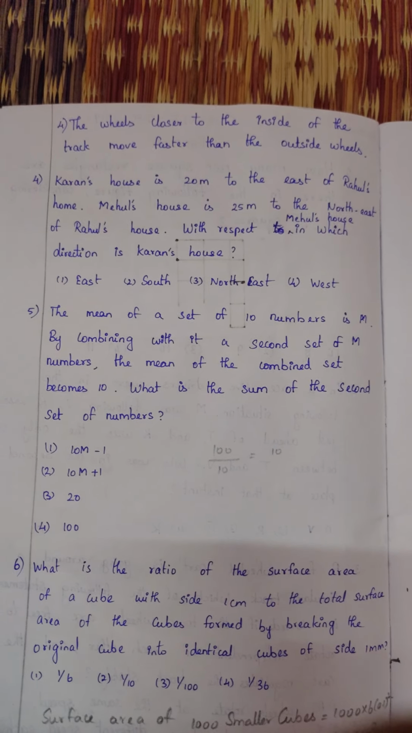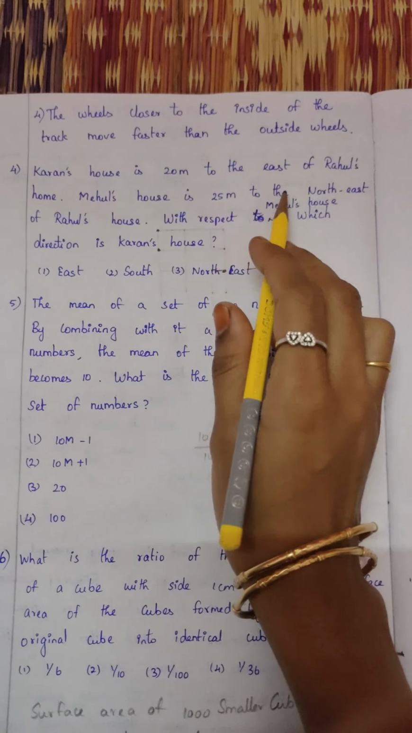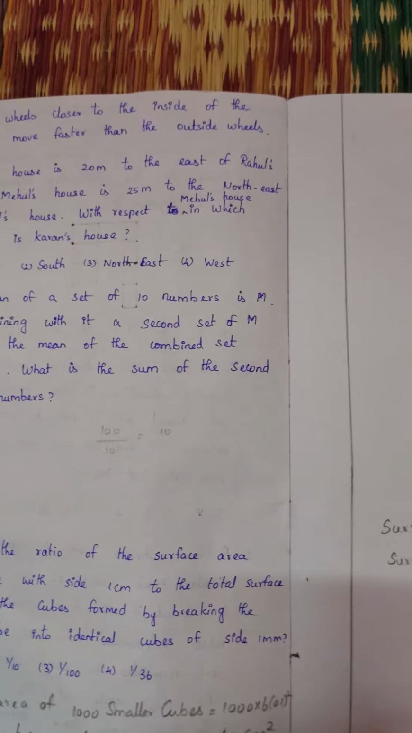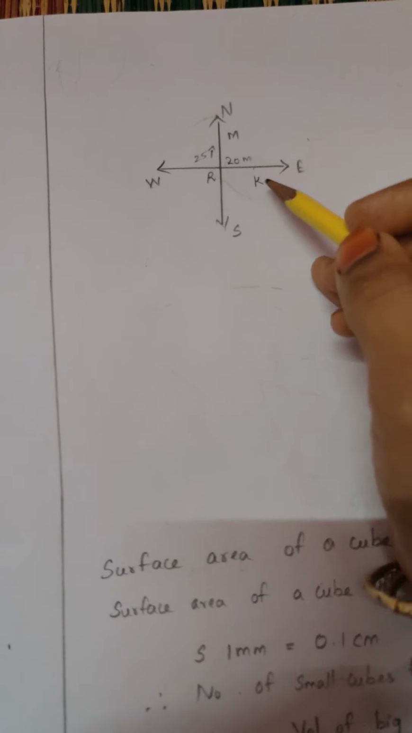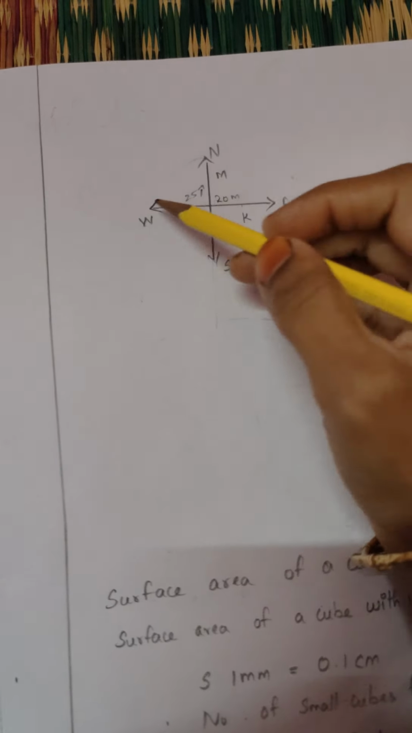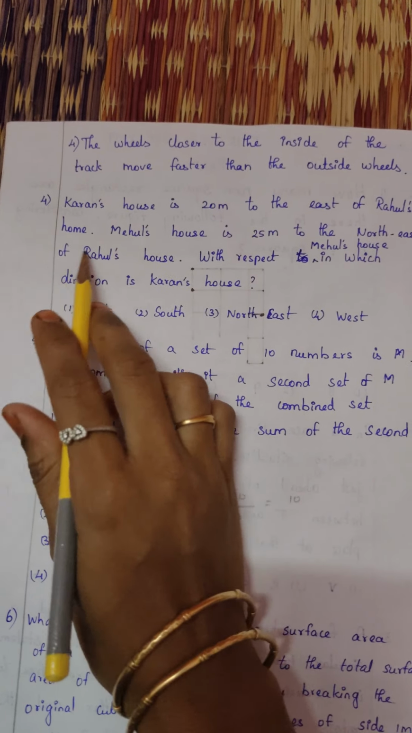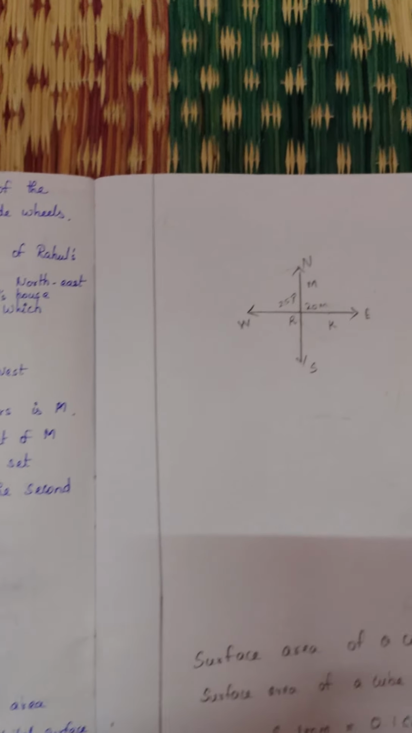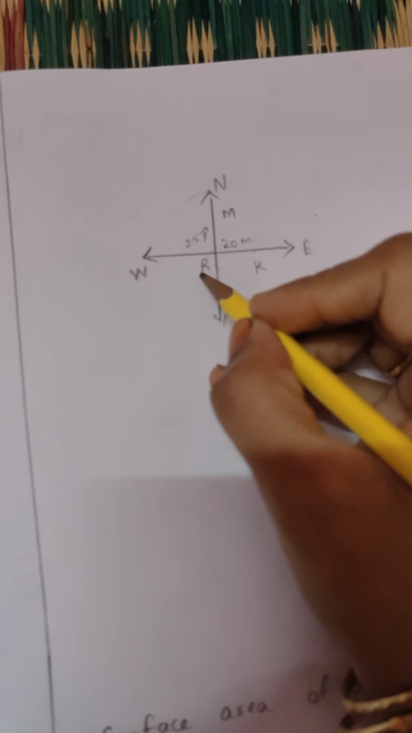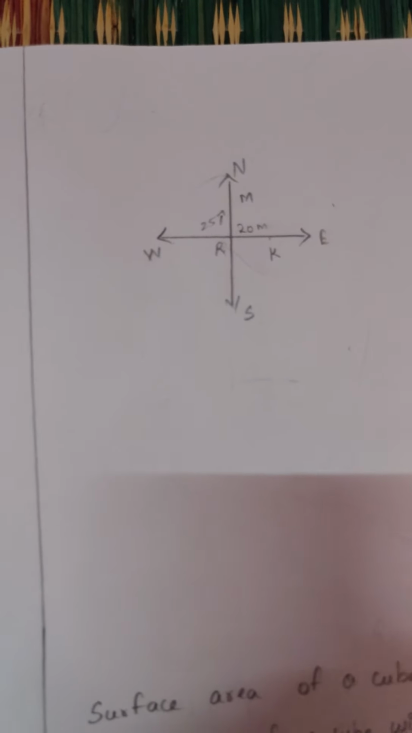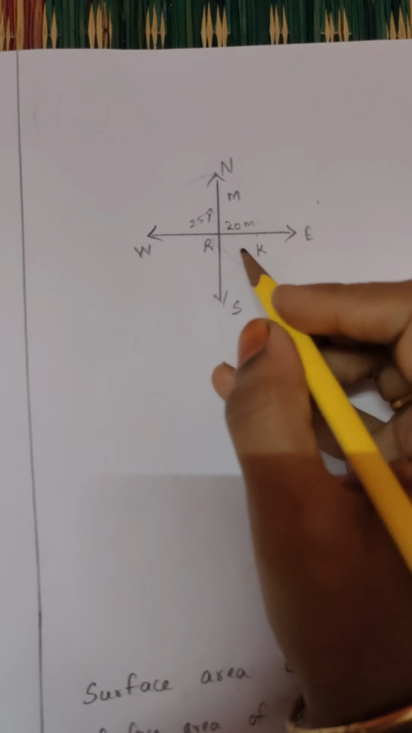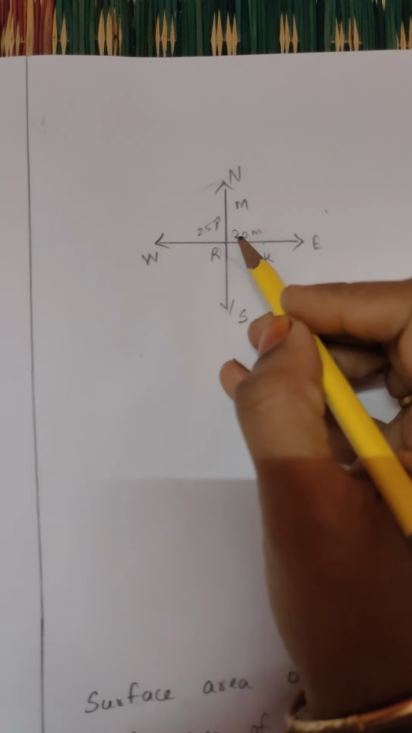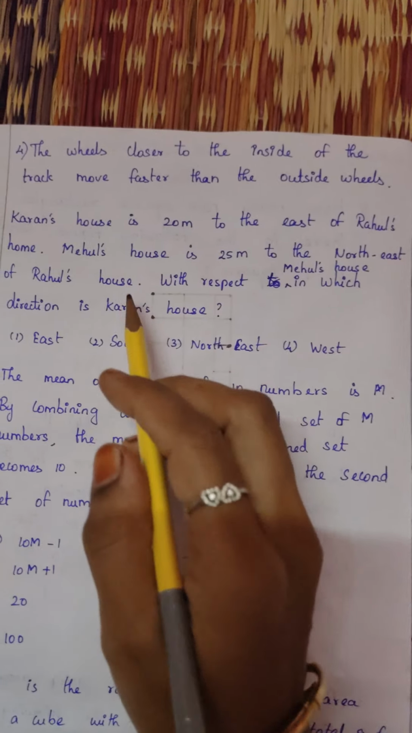Next question. Karan's house is 20 meters to the east of Rahul's home. So we have to put the directions like this: north, south, east and west. Let us consider Rahul's home is here. So Karan's home is towards the east from Rahul's home, 20 meters from Rahul's home.